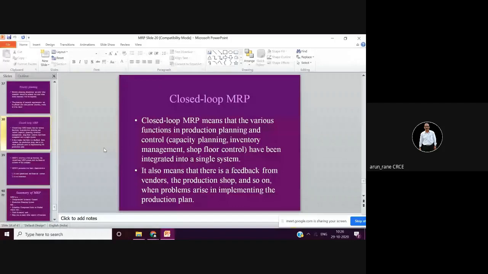Then raw material shortage, and sometimes when we are working on JIT philosophy, something goes wrong at the supplier end and you may not have received the raw material, or the raw material received is not of the correct quality. Something else has been dispatched, or there can be shortage also in the quantity. So these things keep on happening, and for that the feedback is necessary.